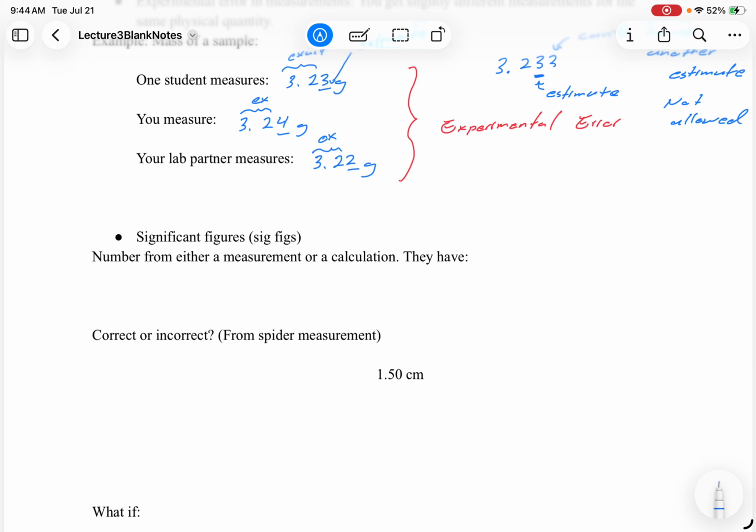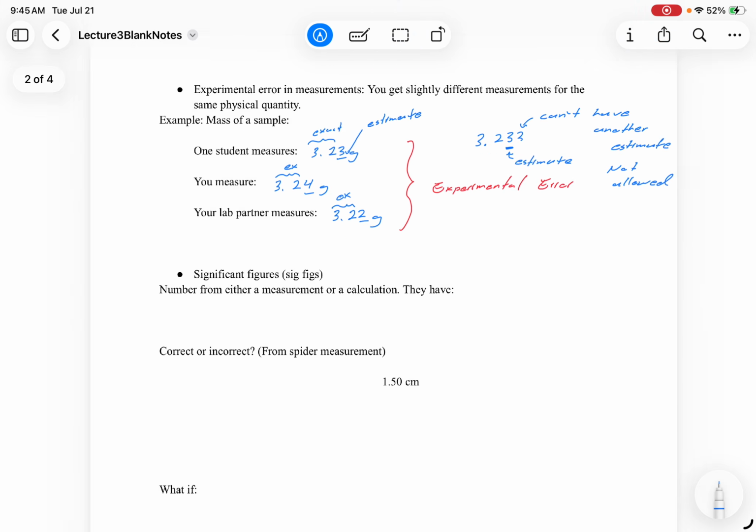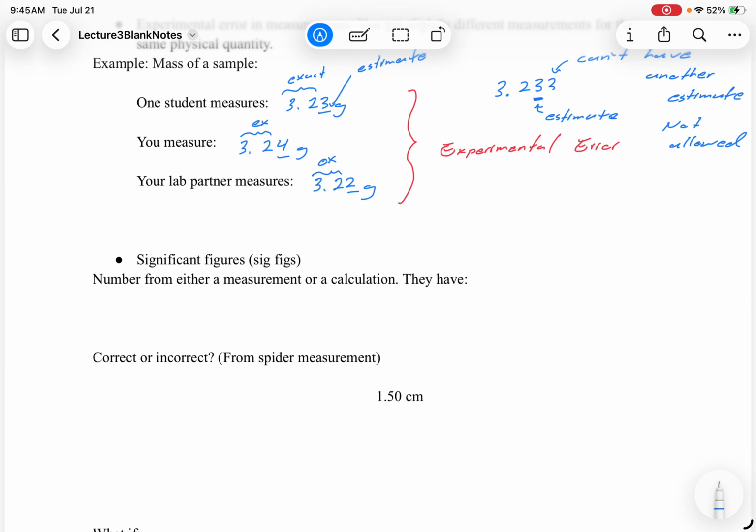Let's move on to some significant figures. Significant figures, we also call them sig figs. They're a number from either a measurement or a calculation, right? Either you measure something like we did with the spider, measuring stuff on a scale with the grams, those are going to be your measurements. Calculations, we're going to go over probably in the next lecture. So we can get significant figures from a calculation and from a measurement, right?